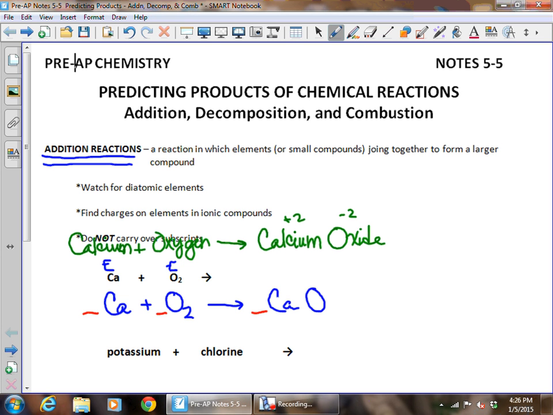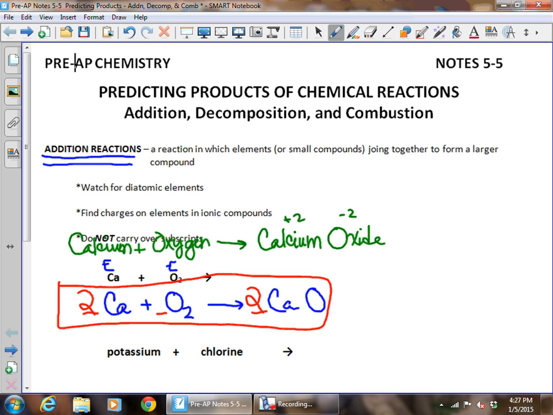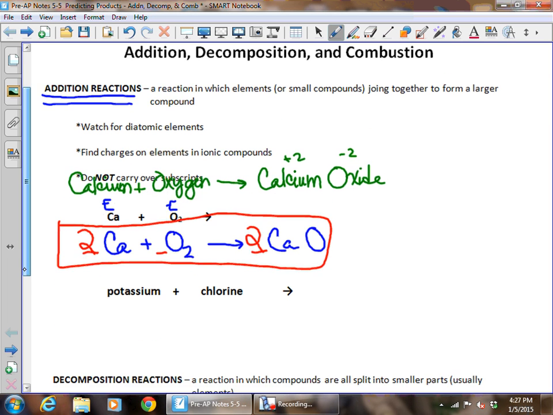oxygens on the left but only one on the right, we're going to need a 2 in front of the calcium oxide, giving us our 2 oxygens on both sides. But in the process of doing that, we unbalance calcium, so we'll need a 2 in front of calcium as well. So this is the final equation that I want, the clean equation. Make sure you don't have any charges in there. Just the answer in there.